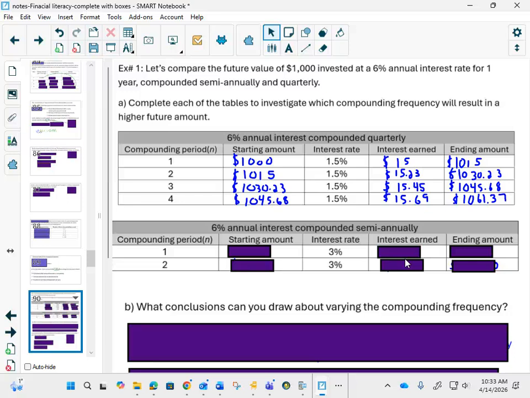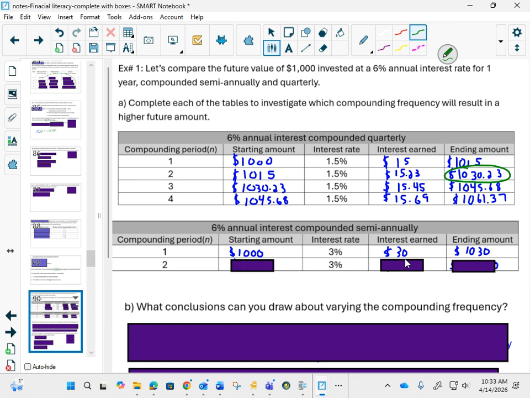You started with $1,000. You get interest along the way. They pay you interest every 3 months. Okay? So look at the difference. At the end of 6 months, you have $1,030.23. If they only compounded semi-annually, twice a year, then your interest is split up into 2. 3% and 3%. You start off with 1,000. 3% of 1,000 is $30. At the end of 6 months, you get 1,030. Notice at the end of 6 months here, you had 23 more cents. Not a lot, but a little bit more.